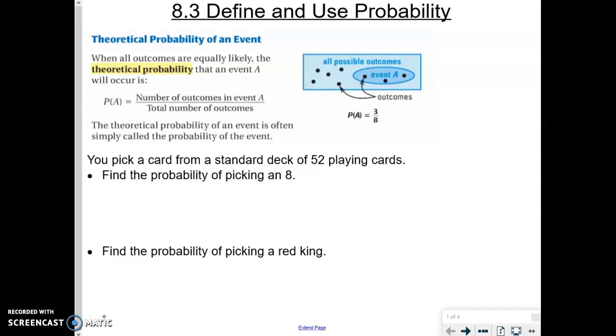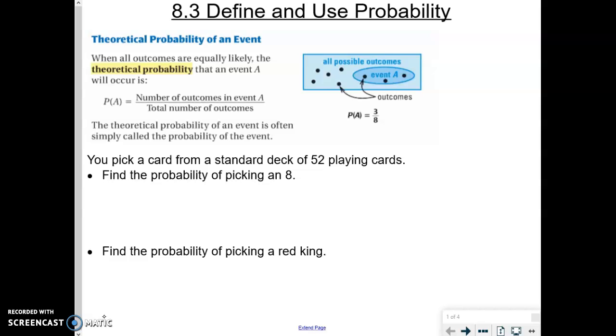So if we take a look at a standard deck, when we talk about a standard deck of cards, we're talking about a 52 card deck with 4 suits: spades, clubs, hearts, and diamonds. And then the playing cards themselves are ace all the way up to king: ace, 2, 3, 4, 5, 6, 7, 8, 9, 10, jack, queen, king. So each suit has 13 separate cards in 4 separate suits. That's where we get the 52 from.